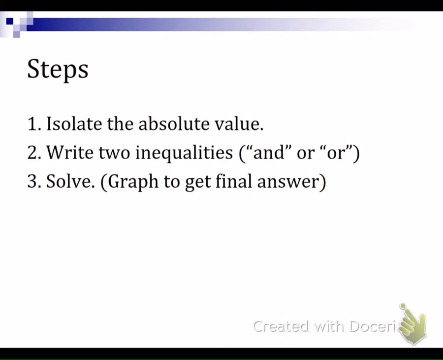So you got to get the absolute value by itself. Then you write the inequality. Less than is going to be an and inequality. Greater is going to be an or inequality. You have that in your notes from yesterday. If you want to add it again, that's just fine. Then we are going to solve and graph the final answer. Questions?